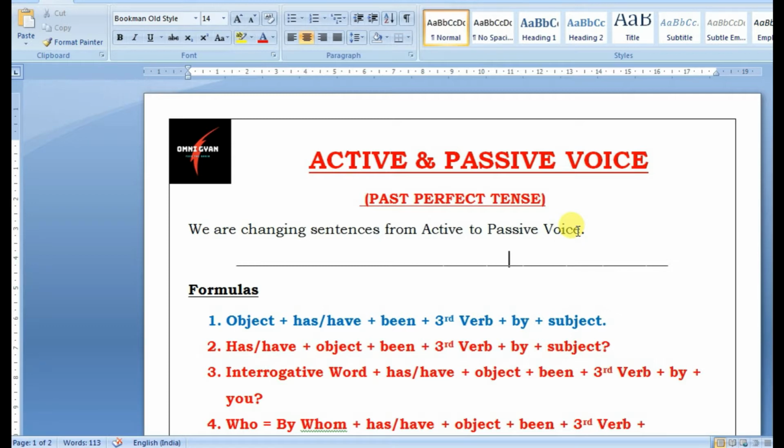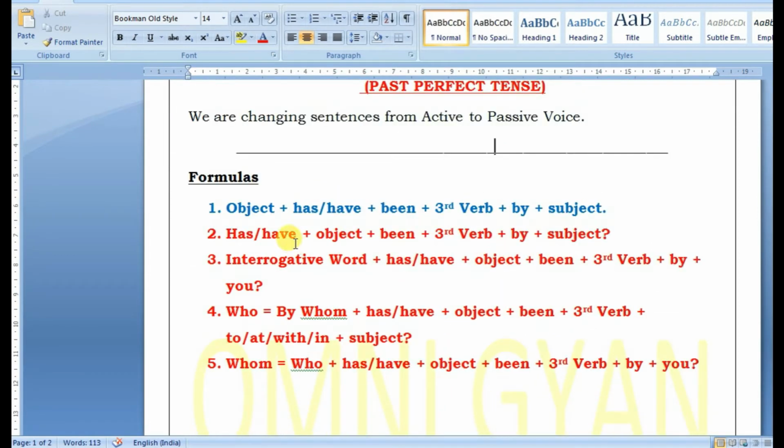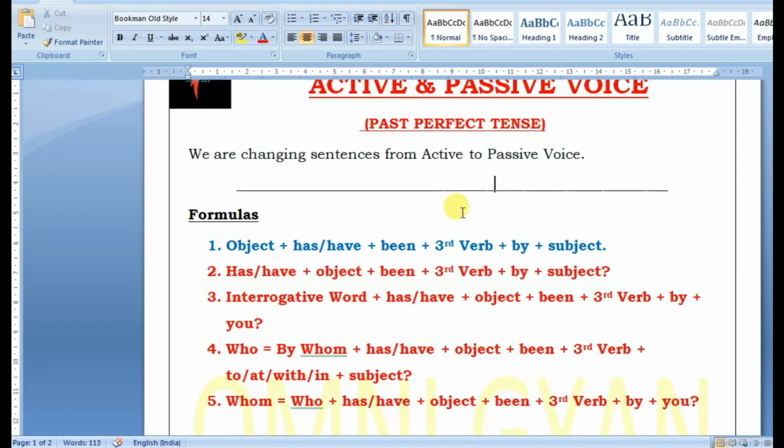Let us first understand the conversion of sentences from active to passive voice. As you can see, these are actually not formulas for past perfect tense. Today, since we are doing past perfect tense, this is not the formula for past perfect tense. This is the formula for present perfect tense. Why did I put it in this way? Because I just want to make you understand the simple thing that present perfect tense and past perfect tense are not entirely different.